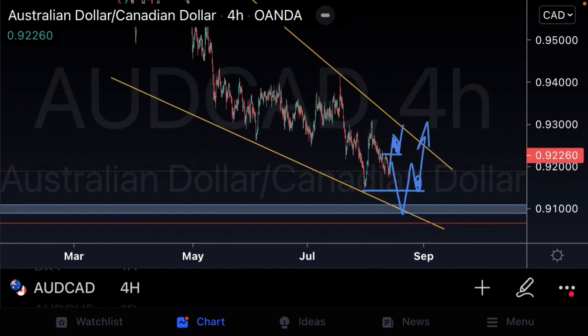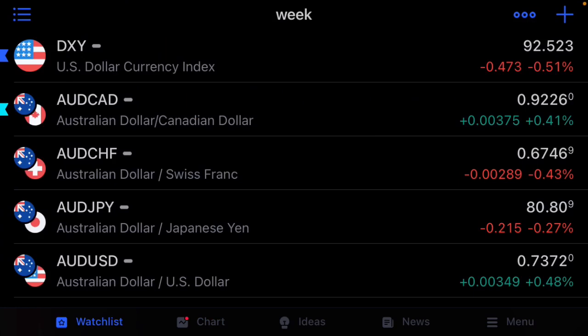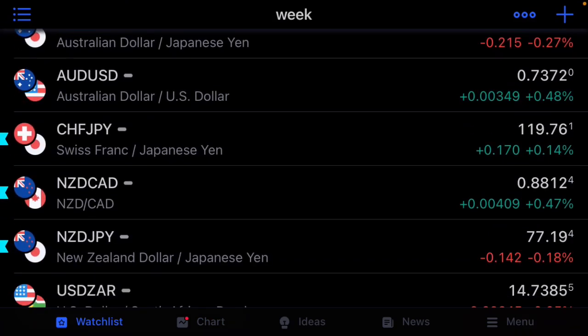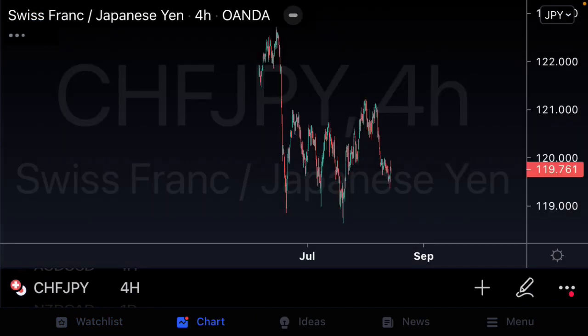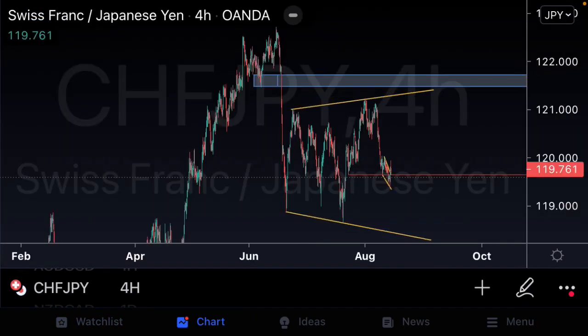Now, this is our bias, guys, on Aussie Cad. Hopefully you guys see it. Hopefully you guys can see the reasons why we're looking for that buy. Let's get on to the next pair, that's Swiss yen. We'll stick on the 4-hour with Swiss yen, guys.